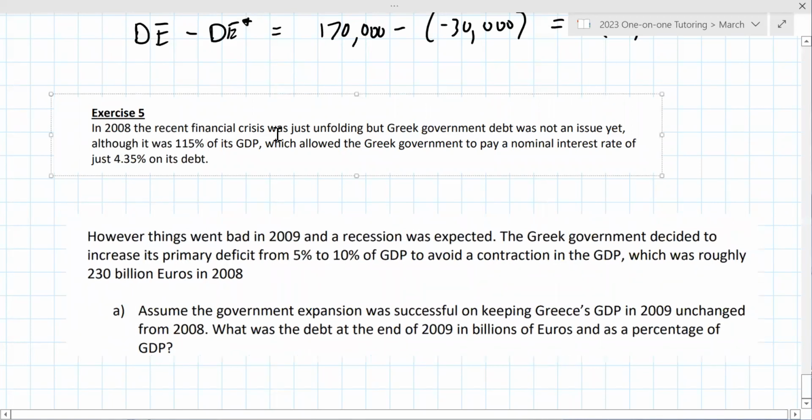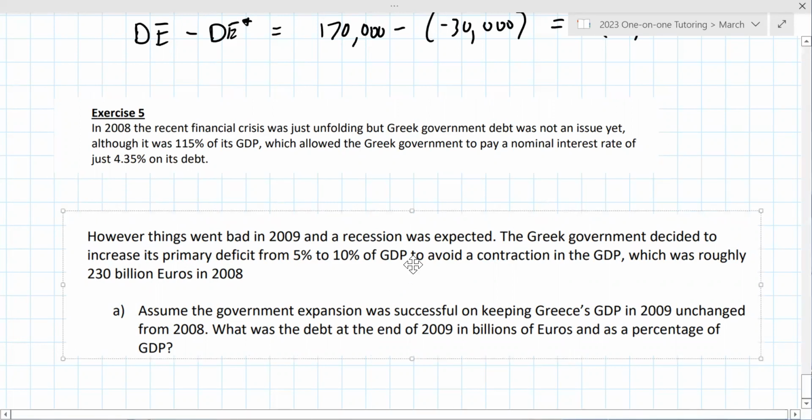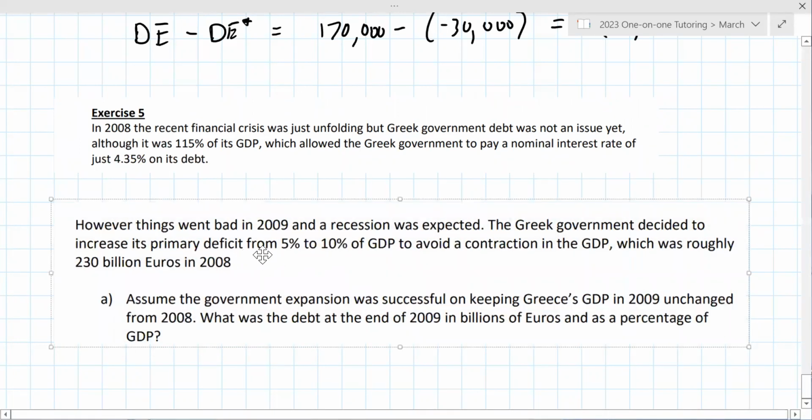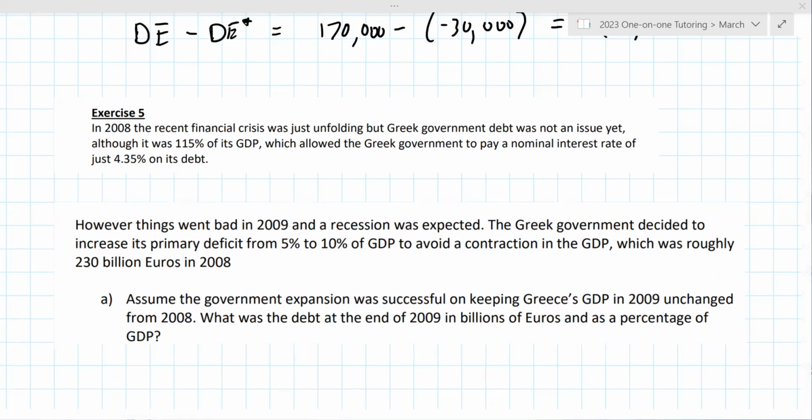In 2008, the recent crisis was just unfolding. Greek government debt was not yet an issue, although it was 115% of GDP, which allowed the Greek government to pay a nominal interest rate of just 4.35% on its debt. However, things went bad in 2009 and recession was expected. The government decided to increase its primary deficit from 5% to 10% of GDP to avoid a contraction in the GDP, which was roughly 30 billion euros. Assume the government expansion was successful, unchanged from GDP. What was the debt at the end of 2009 in billions of dollars?